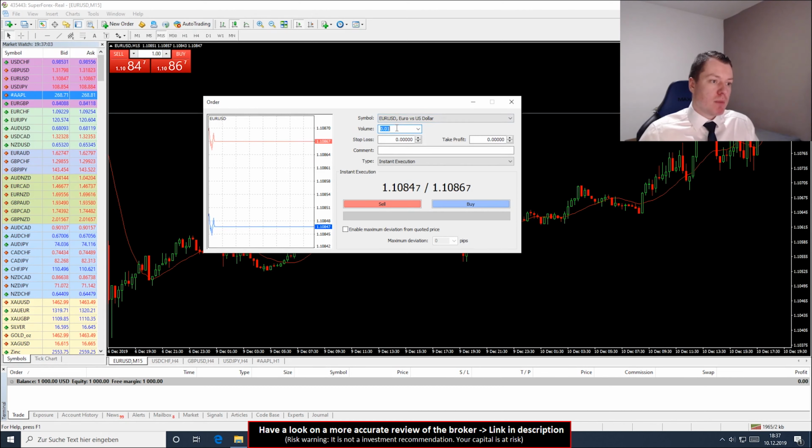You choose your position size, the volume as I explained, and now you can choose a stop loss. This is the automatic loss limit, and you can choose a take profit. We can correct this afterwards. I don't set it yet, and I change it here to instant execution.